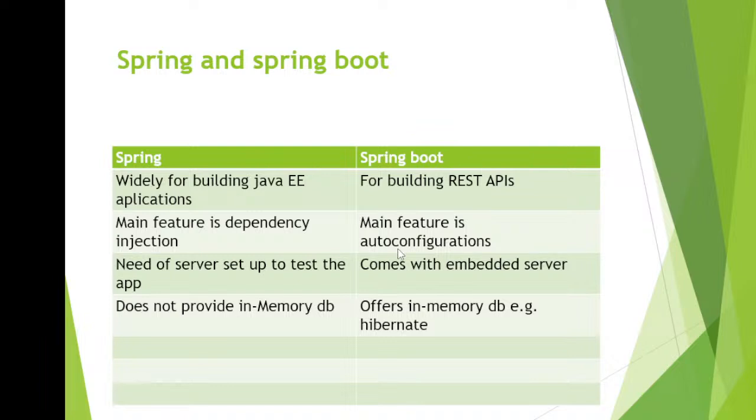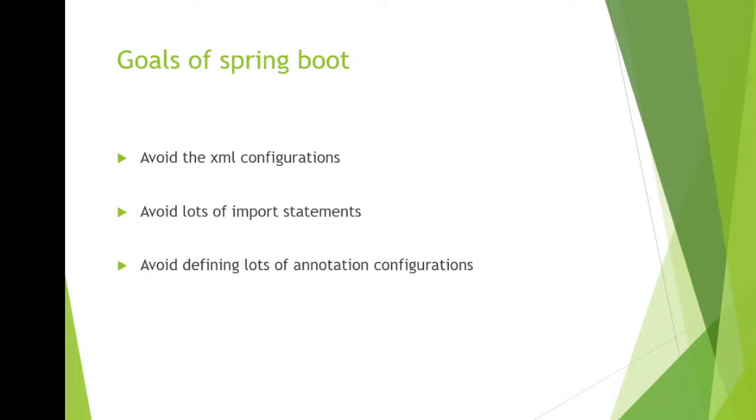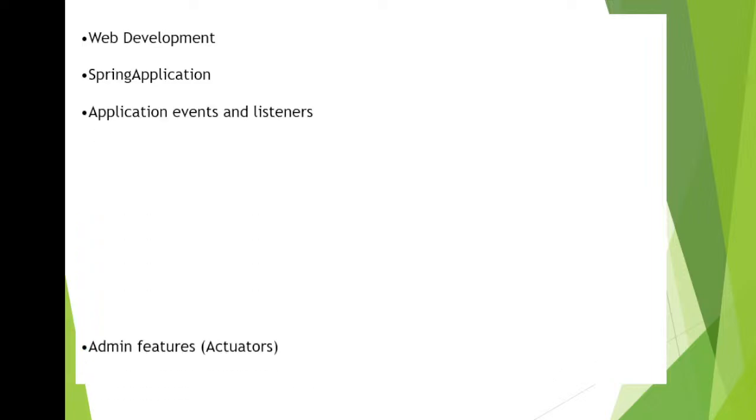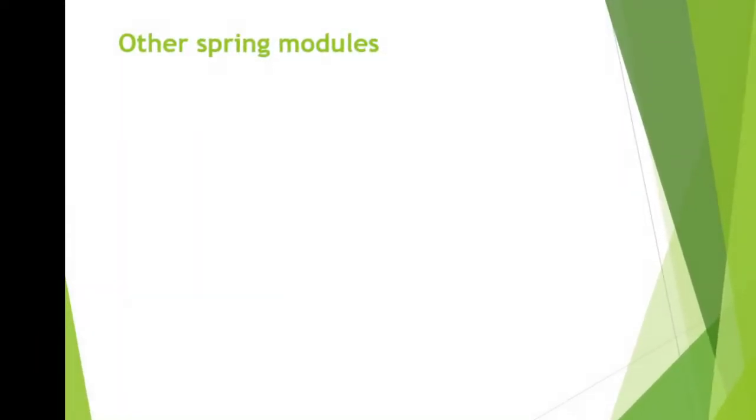In the introduction, we also looked at the goals of Spring Boot. What was the main goal of designing this framework? The main goals were to avoid XML configurations, to avoid a lot of import statements, and to avoid lots of annotation configurations on classes. These were the three goals we looked at in the previous video, and then we also looked at the features of Spring Boot, some very important ones, which we explained in the last video.